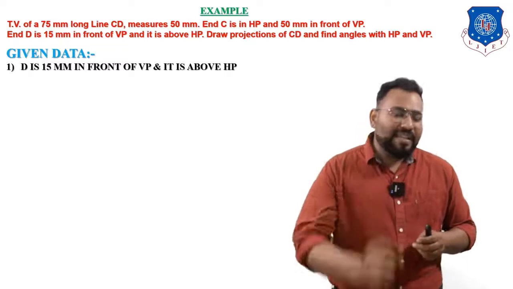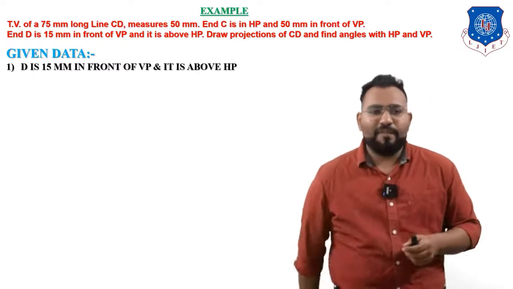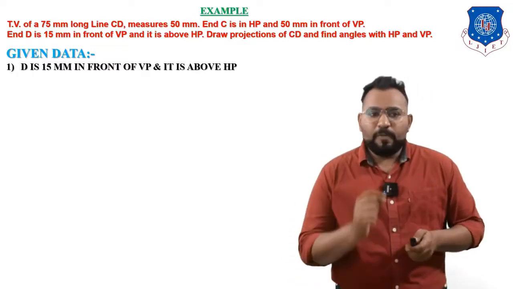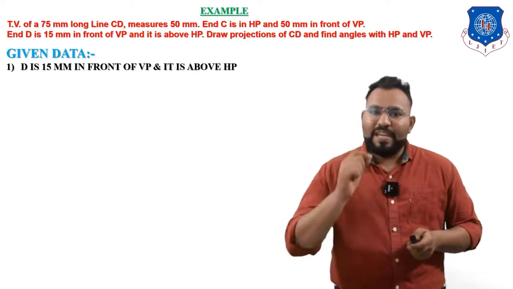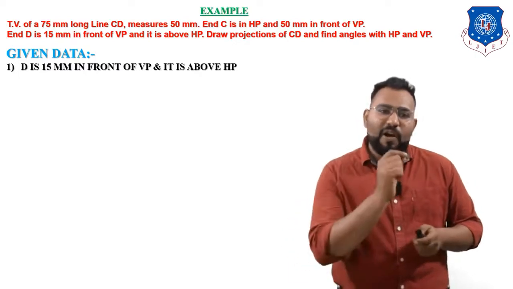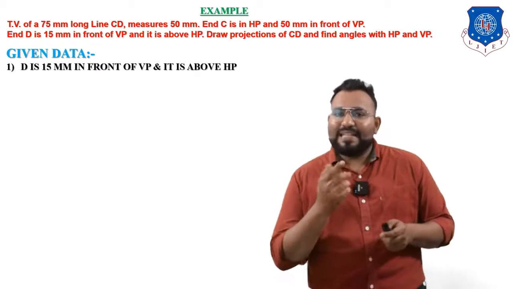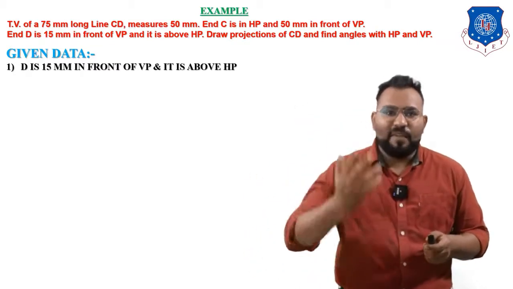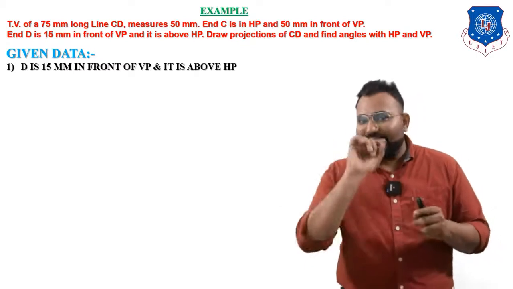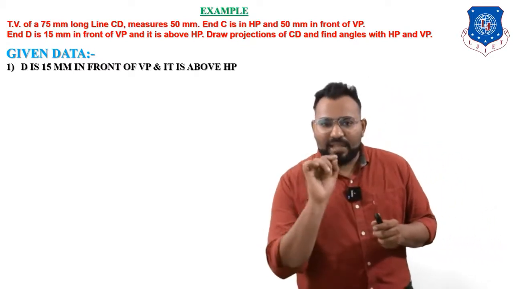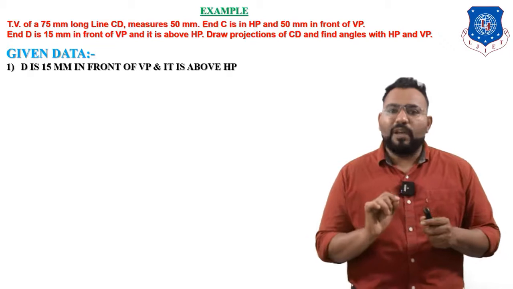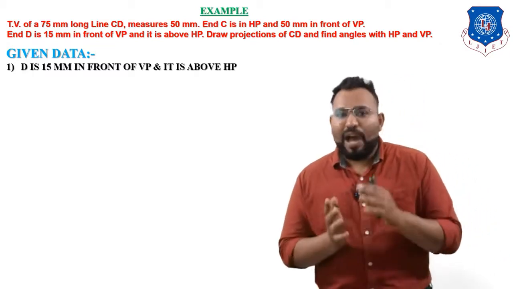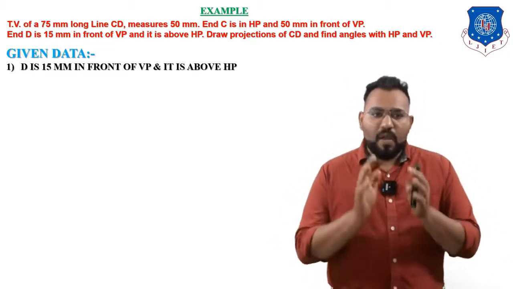But here one thing is missing. If you read this sentence carefully, point D is 15 mm in front of VP. So he has given the exact information about D in front of VP, but he has written it is above HP. But how much? 5 mm above HP, 6 mm, 7 mm, 8 mm? So this data is missing. This kind of example will always come in an exam. So how to solve it, that we will see in this video.